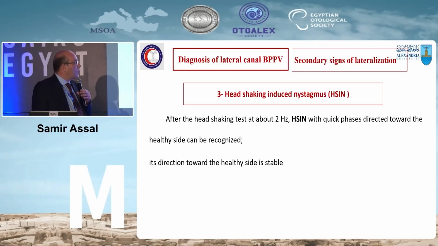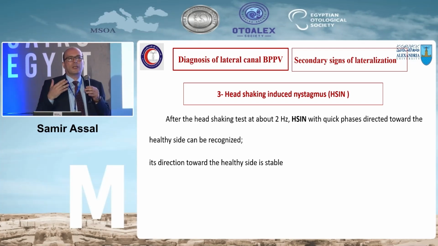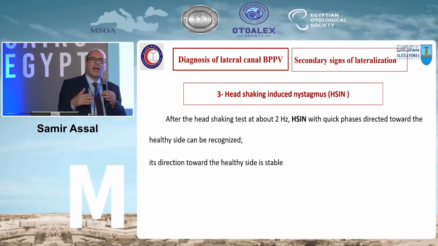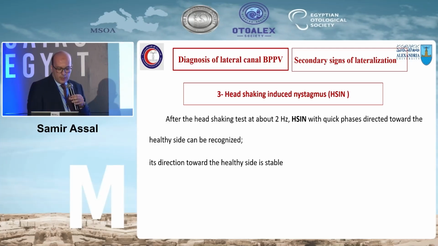The third sign, while the patient is sitting, is head-shaking induced nystagmus. Whether the patient is geotropic or epigeotropic, the head-shaking nystagmus will be toward the unaffected side, whether it is geotropic or epigeotropic. This is easy for everyone.